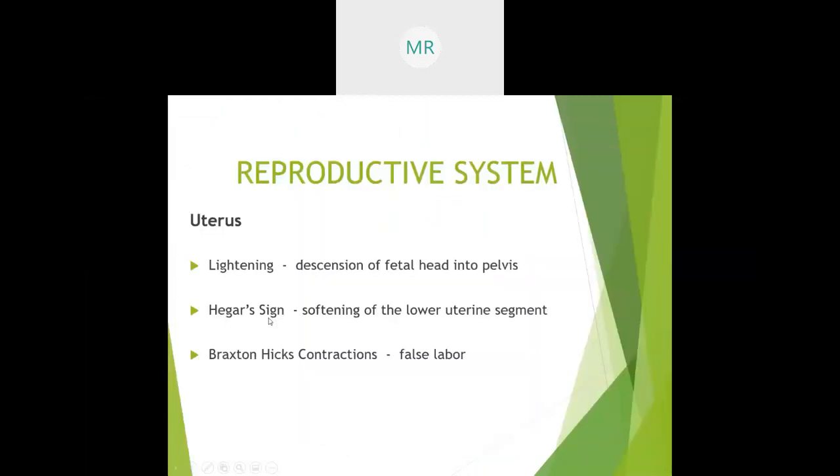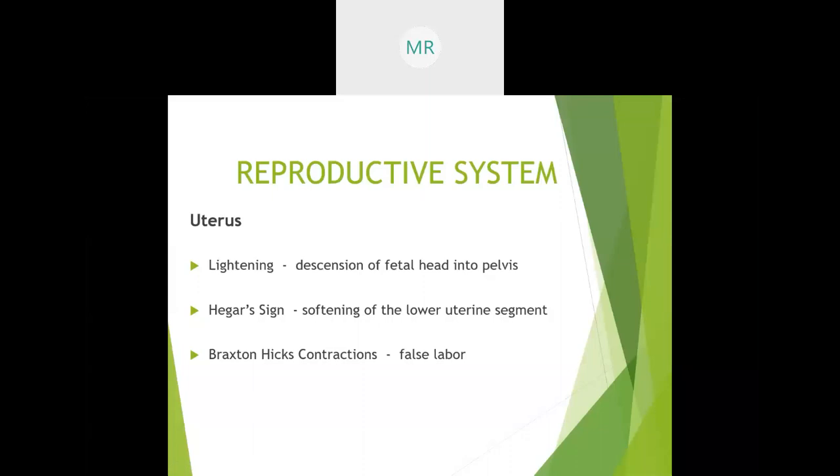We're talking about normal physiologic changes with the reproductive system. The uterus does increase in size. It's palpable by the end of the 12th week gestation, and it is above the symphysis pubis. So changes of the uterus, we've got lightening. Lightening is a descension of the fetal head into the pelvis.